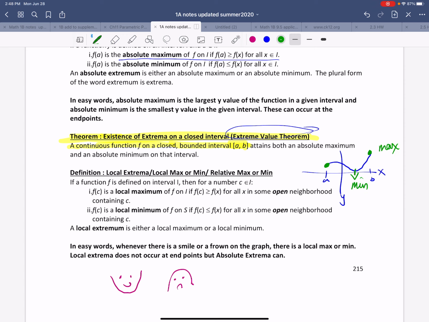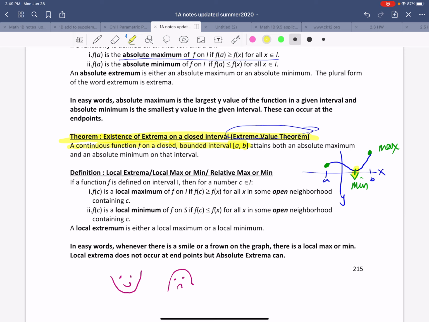You will have absolute max and min if you are looking at a closed interval of a function and it's bounded. That means the lower and the upper points are also included in the interval. So local max and min cannot be your endpoints, but absolute max and min can be the endpoints. Local max and min is somewhere in the interval. Like in this case, the local min and absolute min are the same for the graph we just drew.